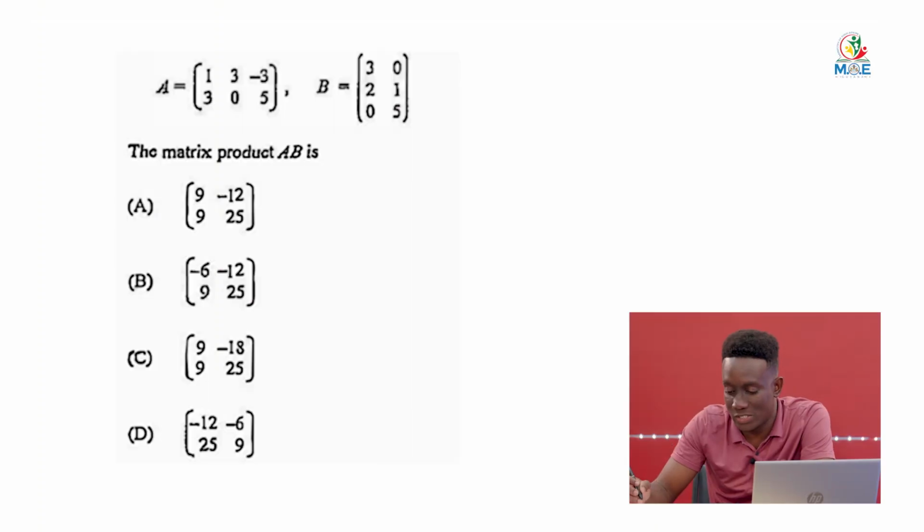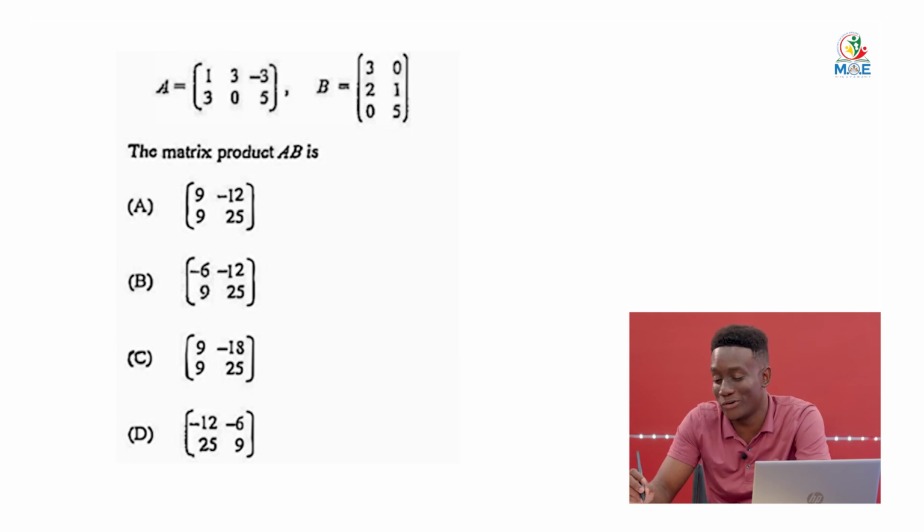So the next question says we have the matrix A, 1, 3, -3, 3, 0, 5, and the matrix B, 3, 0, 2, 1, 0, 5. The matrix product AB is, so you want to multiply A by B in this case. They don't want the order, they want the actual product.